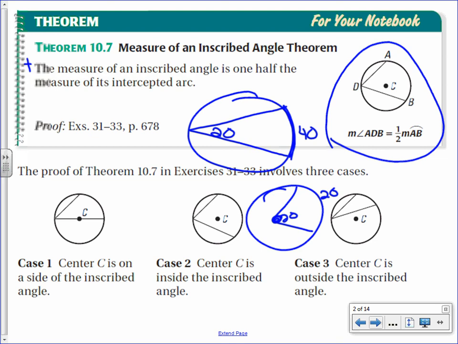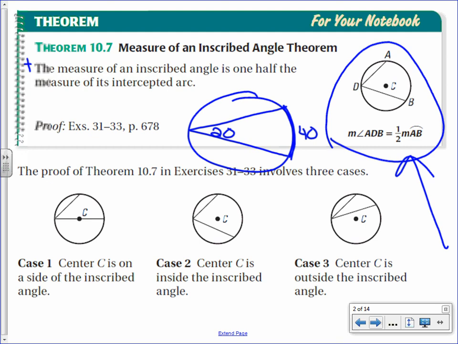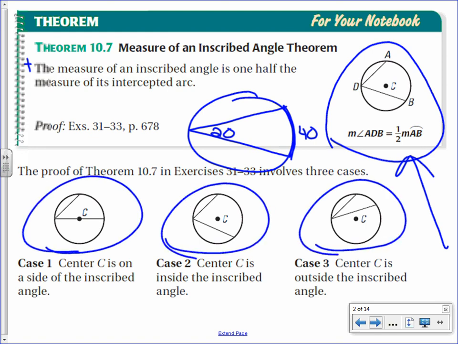Now there's 3 different versions of an inscribed angle, and here they are. And I would quickly draw these in your notes underneath this one here because it all means the same thing. So I would just draw these 3, just so you know that there's 3 different types of inscribed angles.